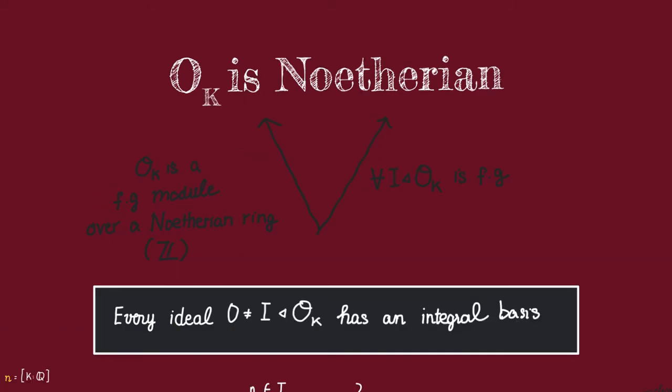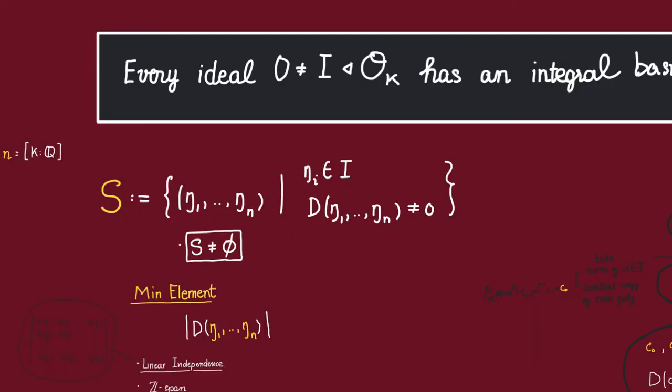To that end, we'll prove something even stronger. We'll prove that every ideal of it is going to be finitely generated, not just as an OK module, but actually as a Z module. Then that immediately says that OK is Noetherian, or if you want to go the roundabout way, you can directly apply this theorem to OK itself. So OK is finitely generated as a Z module, but Z is a Noetherian ring, so OK itself must be Noetherian. Okay, so let us show that every ideal I of OK has an integral basis, i.e. a Z basis.